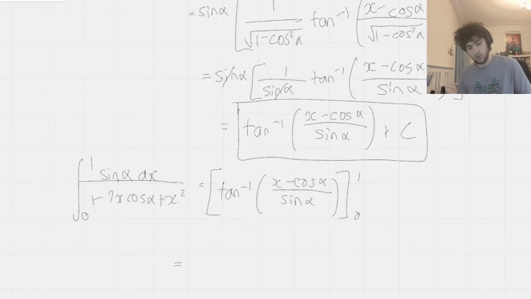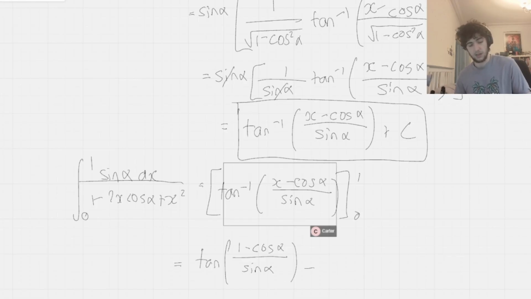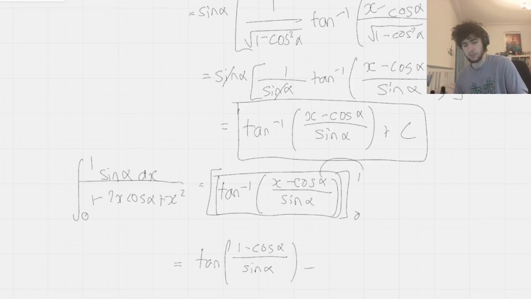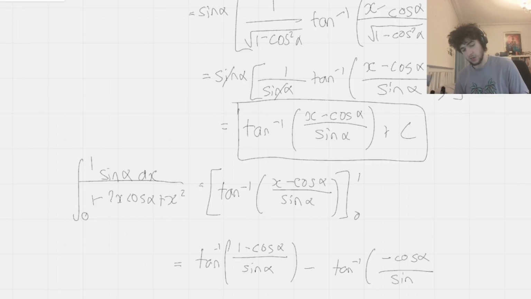Now, obviously, at 1, we're going to get arctan of 1 minus cosine alpha divided by sine alpha, and then minus, it's just how you evaluate definite integrals: you evaluate the indefinite integral at the top limit, and then you subtract the indefinite integral evaluated at the bottom limit. So it's going to be arctan of 1 minus cosine alpha over sine alpha, minus arctan of 0 minus cosine alpha, just minus cosine alpha divided by sine alpha. Okay, so this is our answer, but it's not quite in the form that we want it to be.